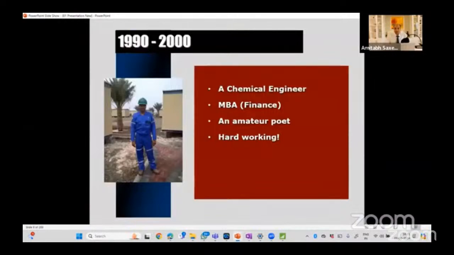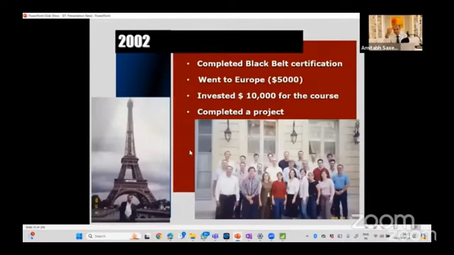About me, I'm a chemical engineer. Earlier, I used to work hard, and still I work hard. I am an MBA in finance too. I'm an amateur poet, and I work more than 14 hours per day, because Lean and Six Sigma is such an excellent and exciting journey that you don't feel like taking rest. So you have lots of clients, lots of projects, and lots of work in hand.